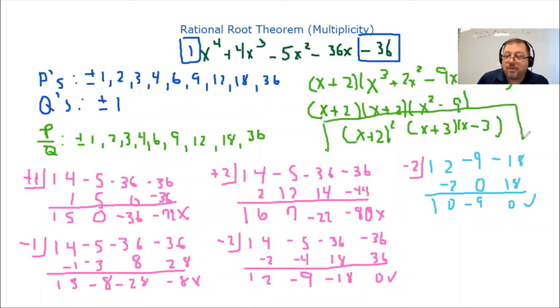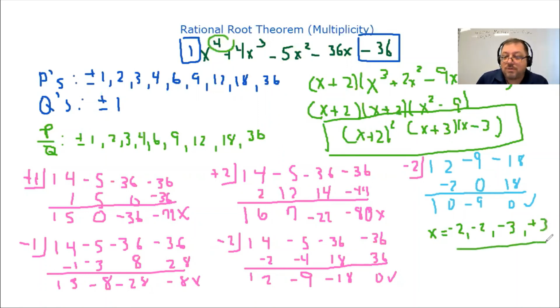That would be my completely factored form, if I was looking for a factored form. If I was looking for solutions, the solutions are x equals negative 2, because there are 2 of those, negative 3, and positive 3. And just like x to the 4th, that's why we have 4 solutions, and they are all real solutions. We have no imaginary solutions. So that's kind of the process as we work through there. Do you have any questions?